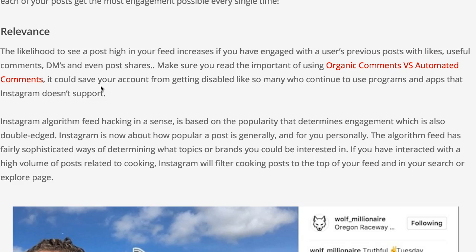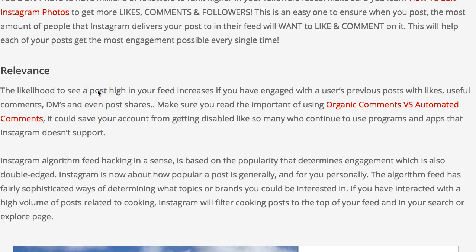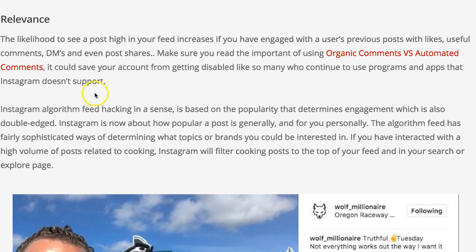Now, let's get back to the relevance here. Remember, the Instagram algorithm feed is based on the popularity that determines the engagement, which is also double-edged. Instagram is now about how popular a post is generally, and for you personally. The algorithm feed has a fairly sophisticated way of determining what topics or brands you could be interested in. If you've interacted with a high volume of posts related to cooking, Instagram's going to filter cooking posts to the top of your feed and in your search for the Explore page. So remember that.